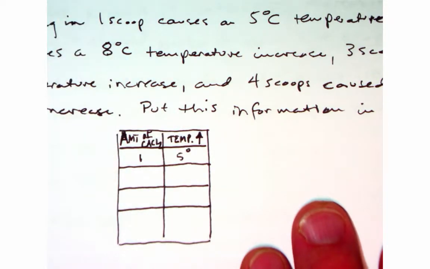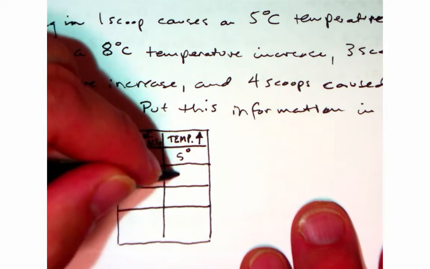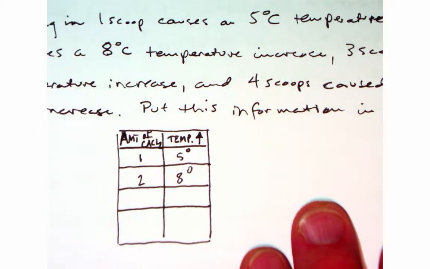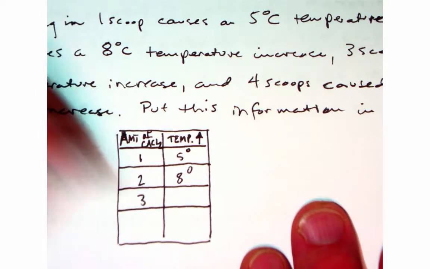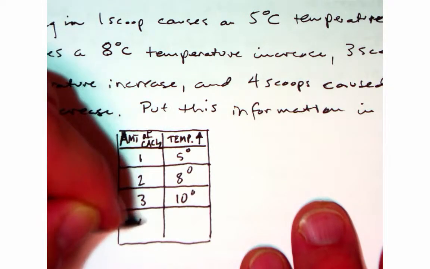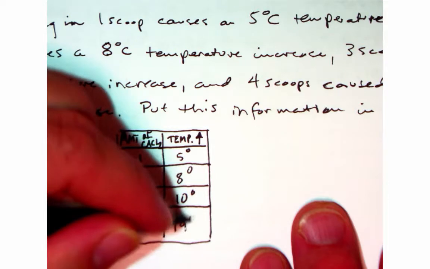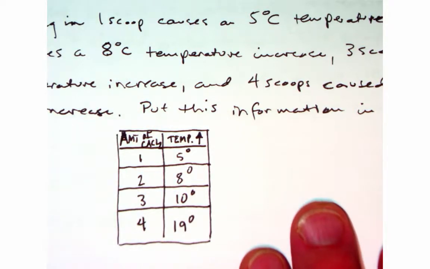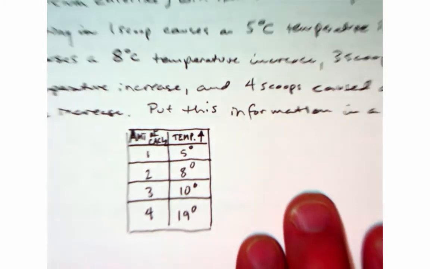We saw that 2 scoops caused an 8-degree temperature increase. 3 scoops was a 10-degree temperature increase. And 4 scoops was a 19-degree temperature increase. So that's our data table. Pretty simple. Alright, so let's move on and talk about graphing.